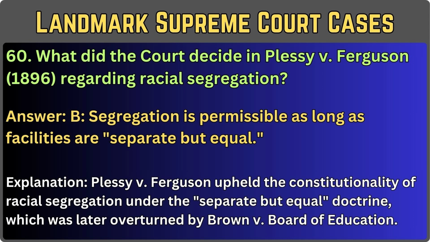Answer: B. Segregation is permissible as long as facilities are separate but equal. Explanation: Plessy v. Ferguson upheld the constitutionality of racial segregation under the separate but equal doctrine, which was later overturned by Brown v. Board of Education.